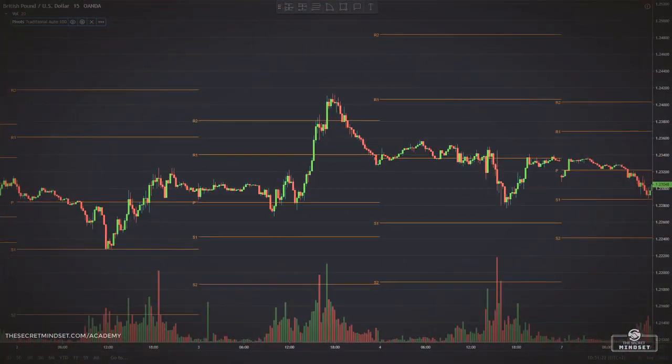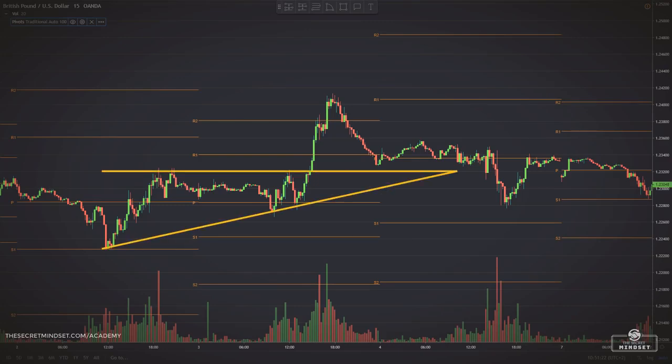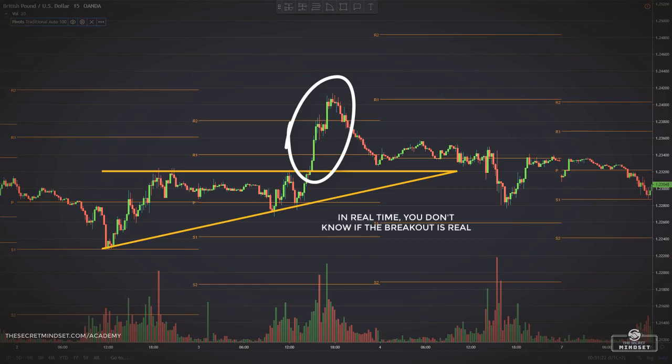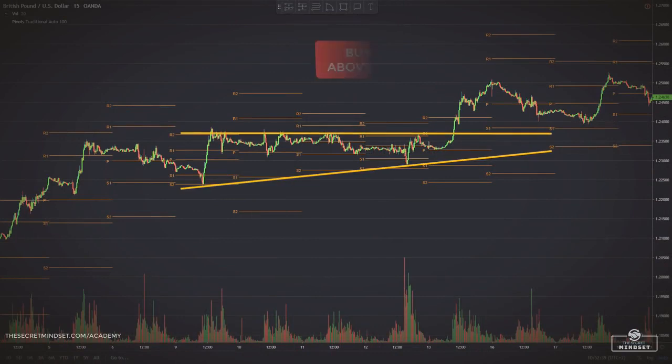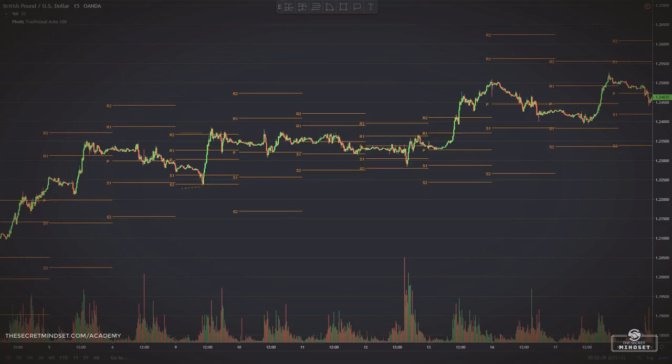So if you pay attention to this example, we have the upward trend line with higher lows, the clear resistance level, and the breakout. But in real time, as we don't know if the breakout is real or not, we wait for the price to consolidate above this pivot level as a confirmation of the breakout of the pattern. Once the price has consolidated above, we can safely search for long entries. Here are other examples of ascending triangle breakouts with pivot point confirmation.